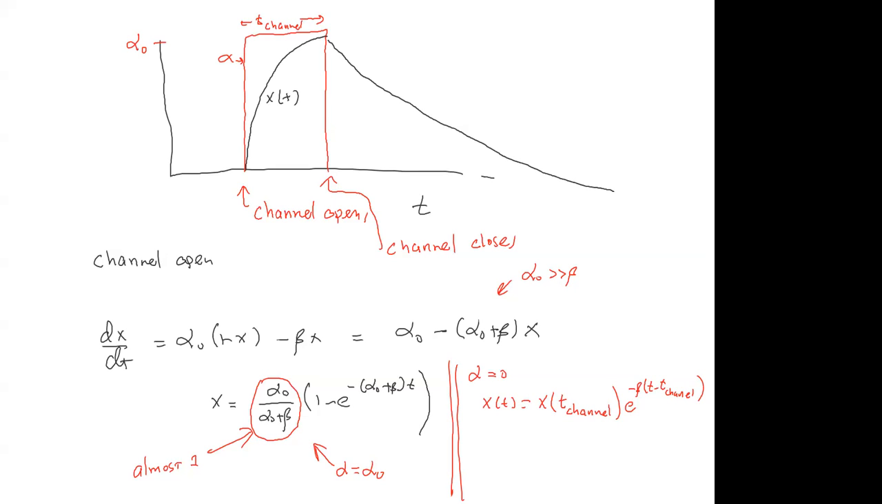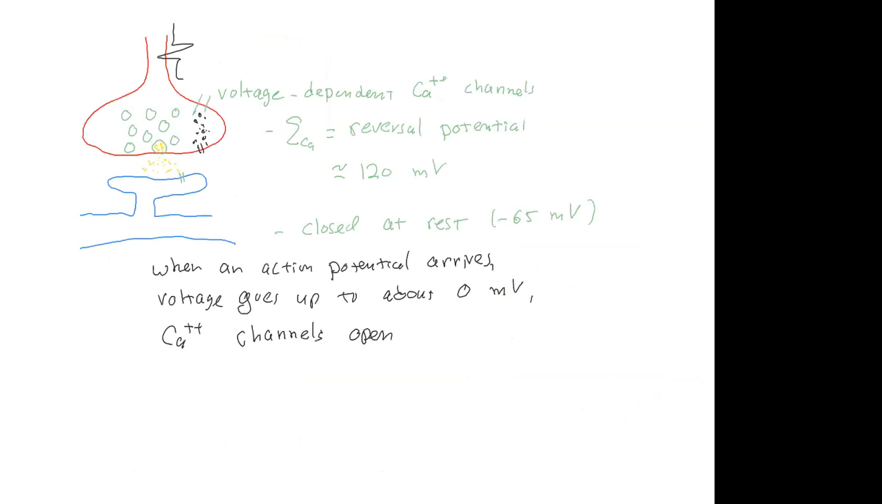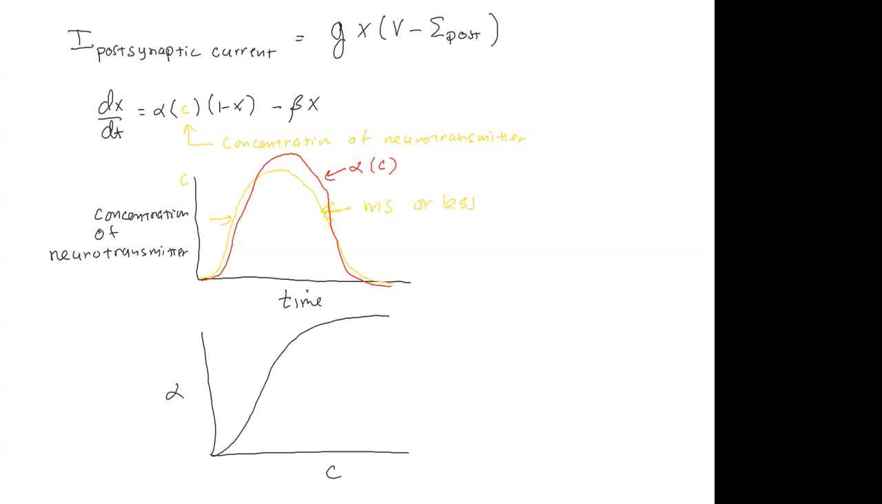So here it's e to the minus beta t, and here it's 1 minus e to the minus alpha naught plus beta t. So fast rise time, slow decay time. And that's pretty typical. For these channels, the rise time and decay time are very different. So this is sort of the anatomy of the channel opening, and this determines how much current actually flows in, which depends on the reversal potential of the postsynaptic cell. We'll talk about that.